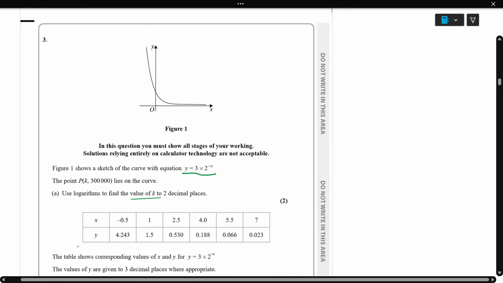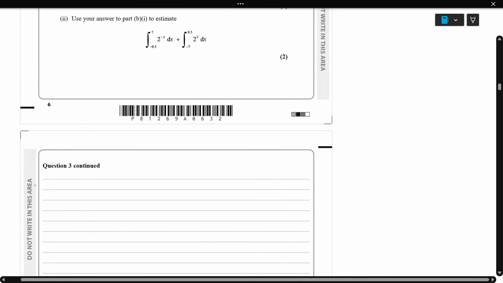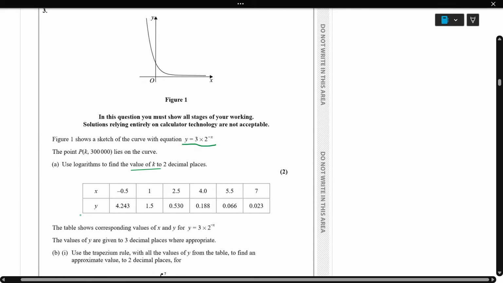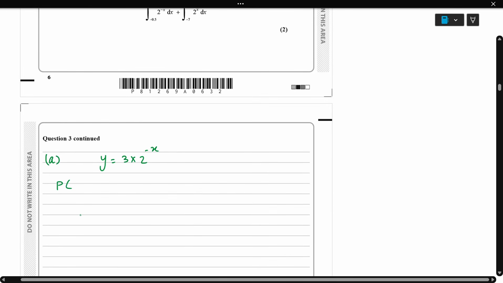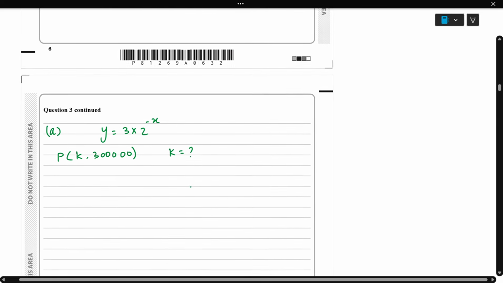So the curve is y equal to 3 times 2 power minus x, passing through the point P of (k, 300,000). Our question is we need to find k. Okay, let's go.